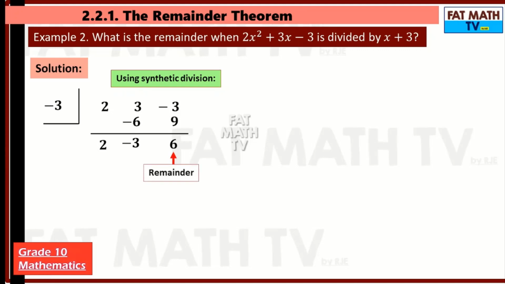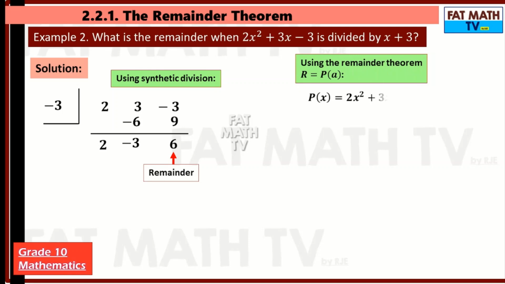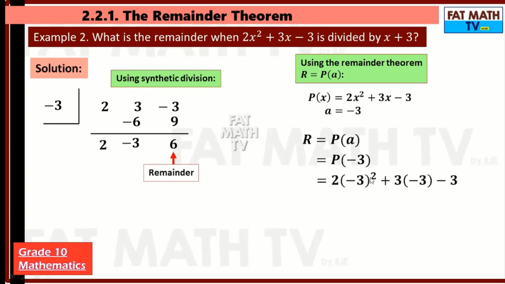If we use the remainder theorem, then we will have p of negative 3. So replace x with negative 3. So you will have 2 times negative 3 squared plus 3 times negative 3 minus 3. Negative 3 squared is 9. So you will have 2 times 9. 3 times negative 3 is negative 9 minus 3. So you will have 18 minus 9 minus 3. That is 9 minus 3, which is 6. So the same remainder. The remainder here is 6.